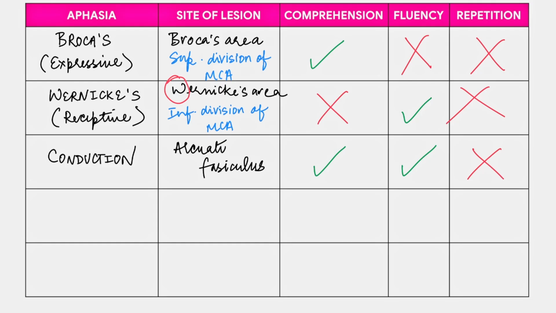Now, from the Broca's area, the fibers go to the primary motor area. So what if there is a lesion in the motor fibers from Broca's area? You can see this in ACA strokes. Now this would be called transcortical motor aphasia.